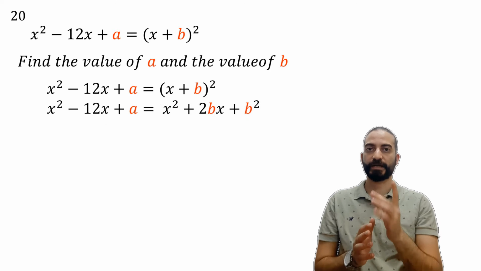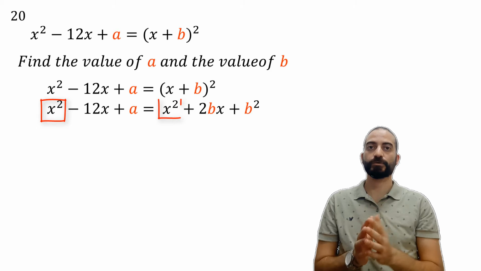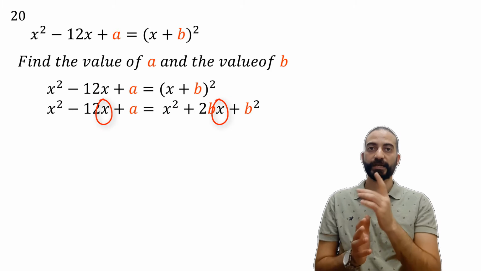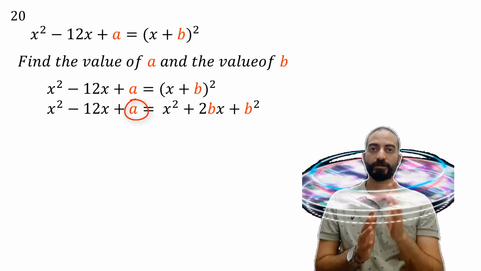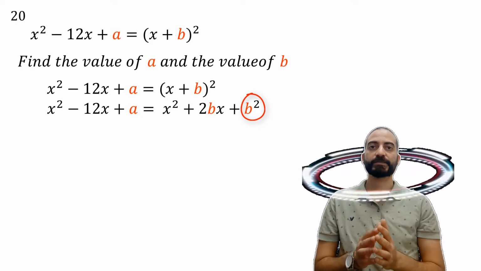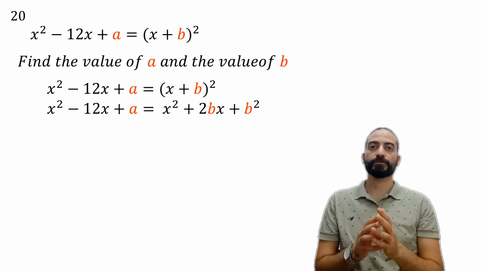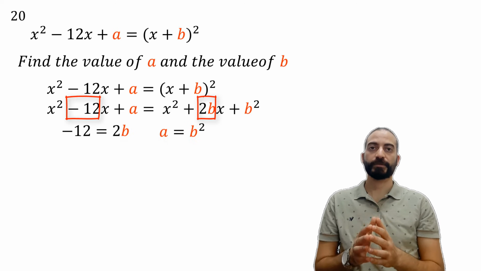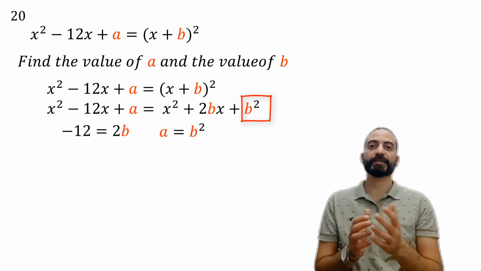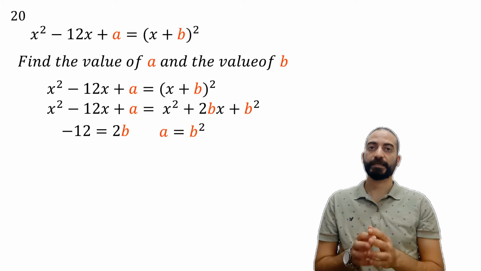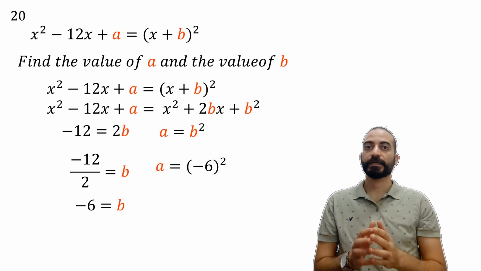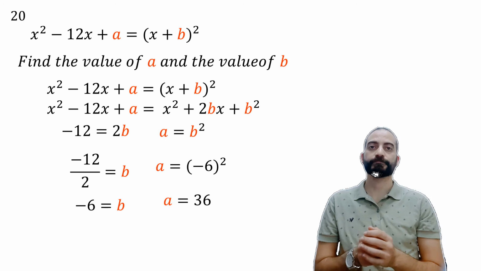Now as we notice, here we have x squared and here we have x squared, and here we have x and here x. And here we have a number, and also here. In this case, we can conclude that minus 12 equals 2b, and also b squared equals a. Now we can get b in this way. After we get b, we put it here to get a.